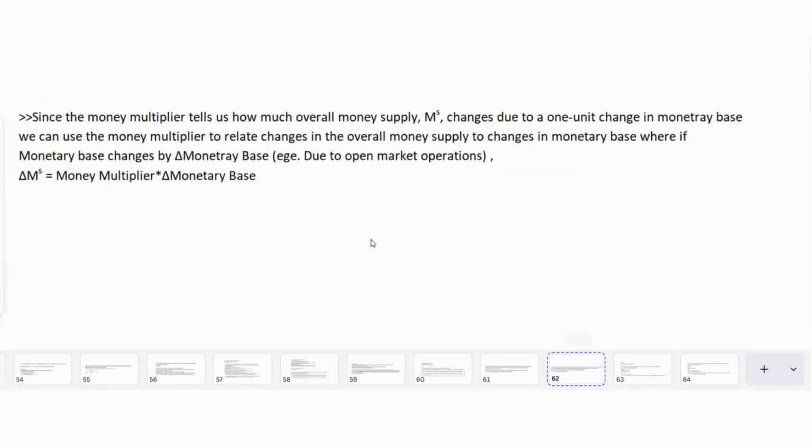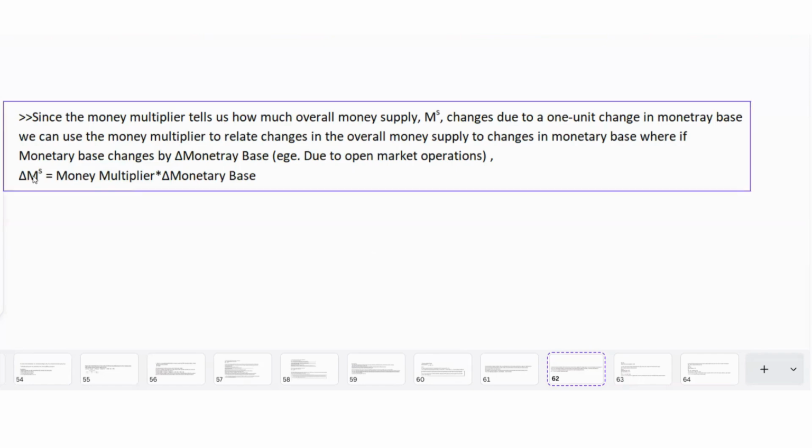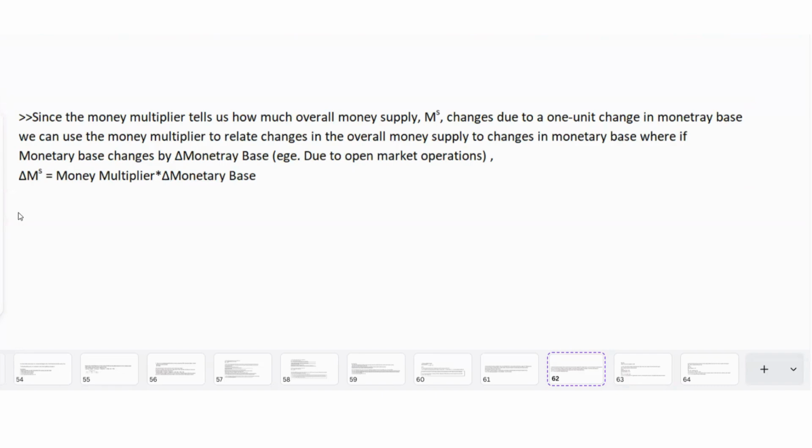Now let's look at how we can use it to relate changes in overall money supply to changes in monetary base, where if monetary base changes by delta monetary base, then delta money supply, the change in money supply, is money multiplier times change in monetary base. Why? Because remember, the money multiplier tells us how much overall money supply changes due to 1 unit change in monetary base. So if monetary base changes by this much, if we just multiply by the money multiplier, we get the change in overall money supply. So the money multiplier allows us to relate changes in overall money supply to changes in monetary base.